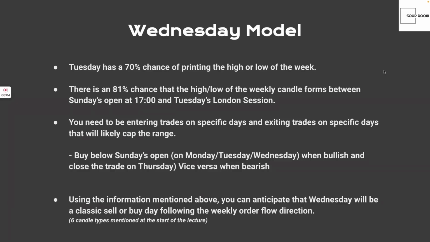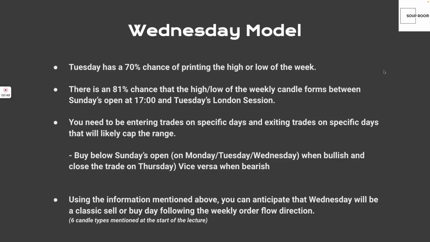Let's talk about another trading model based on turtle soup. The Wednesday model. This, of course, was explained by Romeo. However, I will explain it as well. Tuesday has a 70% chance of printing the high or low of the week. Write that down. There is an 81% chance that the high or low of the weekly candle forms between Sunday's open and Tuesday's London session. Very important.